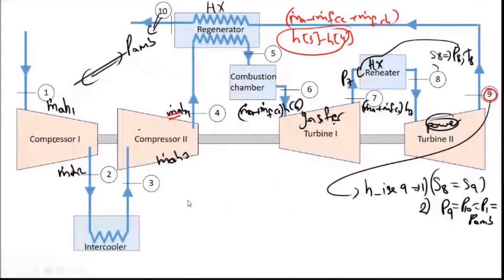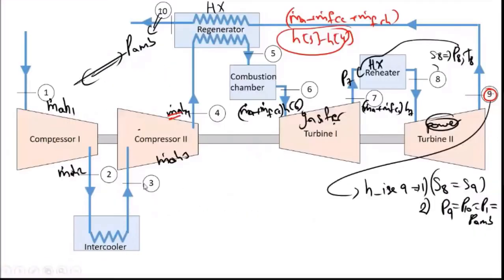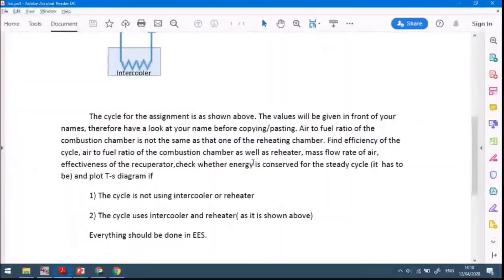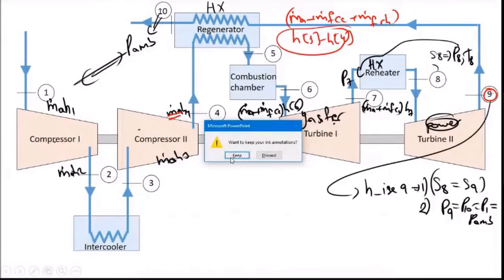Okay, and then we have finished this part. Whether energy is conserved for the cycle or not, let's see that one too. If it is okay, if energy is conserved, then we'll find the efficiency.